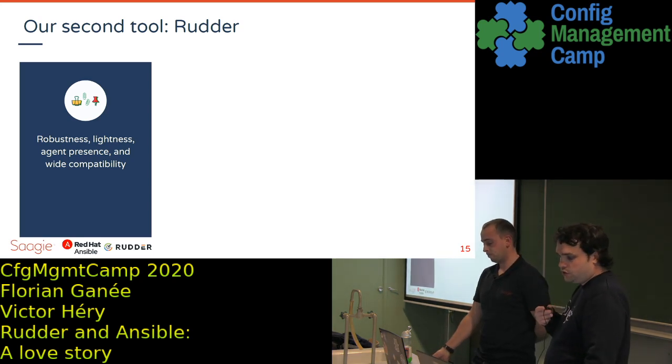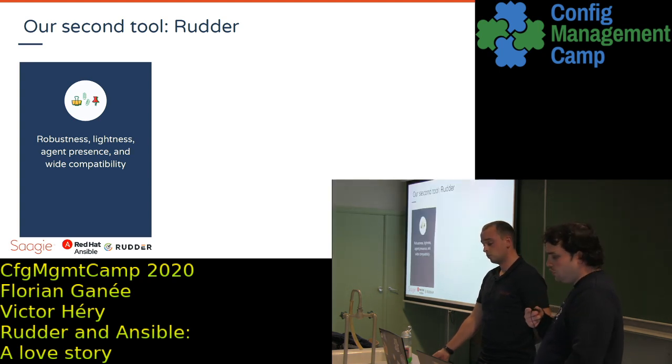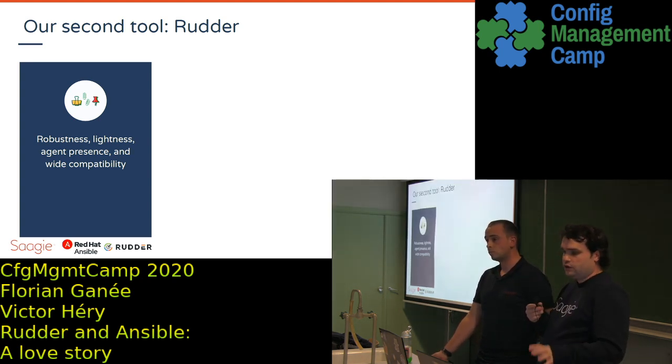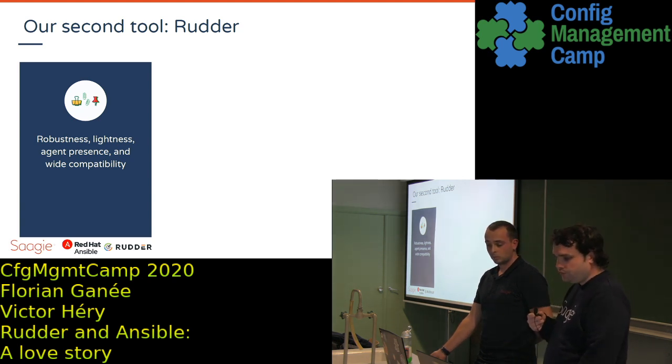So our choice to answer this new challenge is Rudder. Why Rudder? Mainly because it's very easy to use, it's light, it's agent-oriented, so contrary to Ansible, we are able to install something on the server and have reports. There is also wide OS compatibility, and it's also pretty robust.